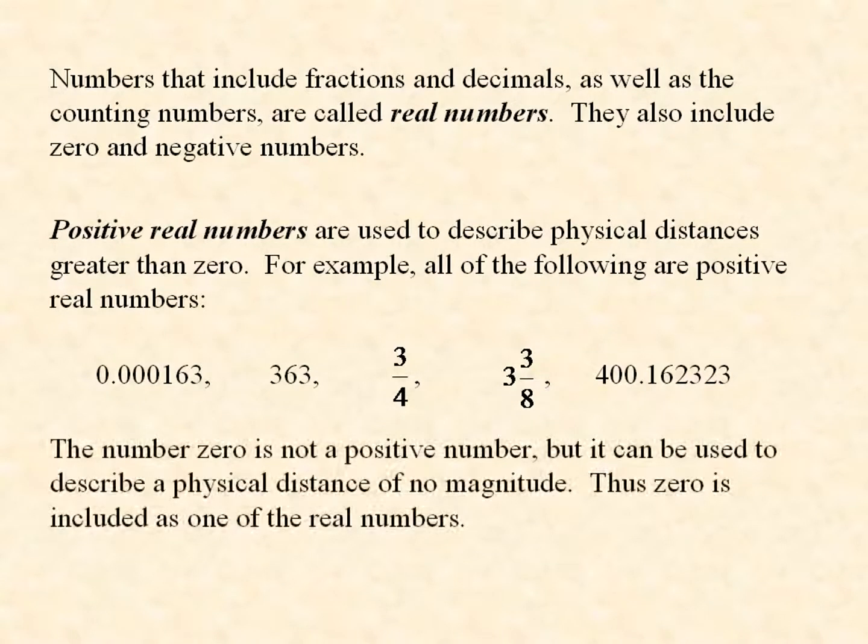The number 0 is not a positive number, but it can be used to describe a physical distance of no magnitude, like the distance from your house to your house. Thus, 0 is included as one of the real numbers.